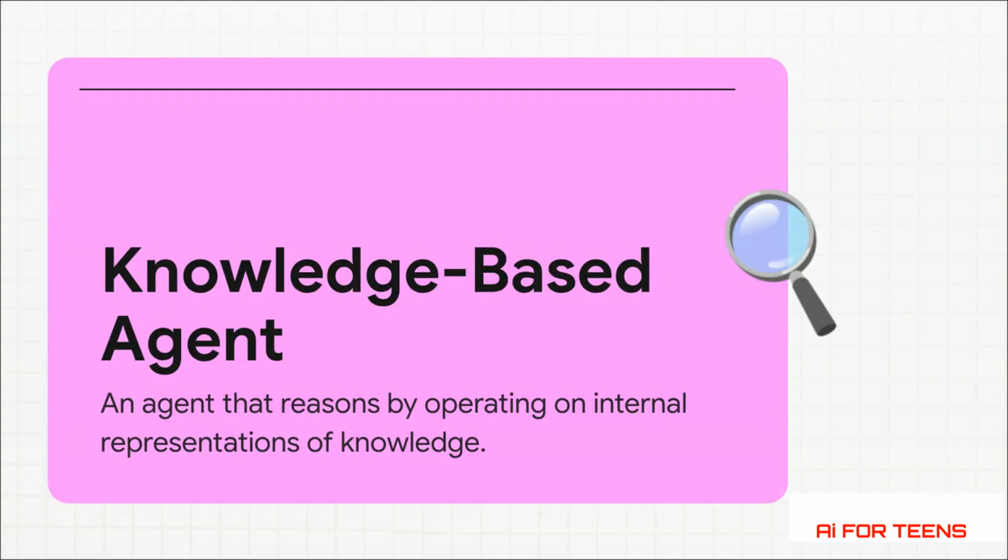The kind of AI we're building here actually has a name. It's called a knowledge-based agent. Its superpower isn't seeing or hearing or anything like that. No, its real strength is its internal library of facts, its knowledge, and its ability to connect all those facts to uncover new truths it wasn't told directly.